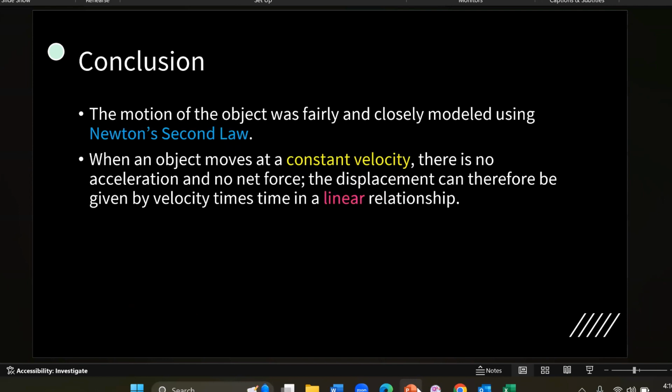In this lab, we fairly and closely modeled the motion of an object using Newton's second law. When an object moves at a constant velocity, there is no acceleration and no net force, meaning that the displacement can be given by velocity times time in a linear relationship.